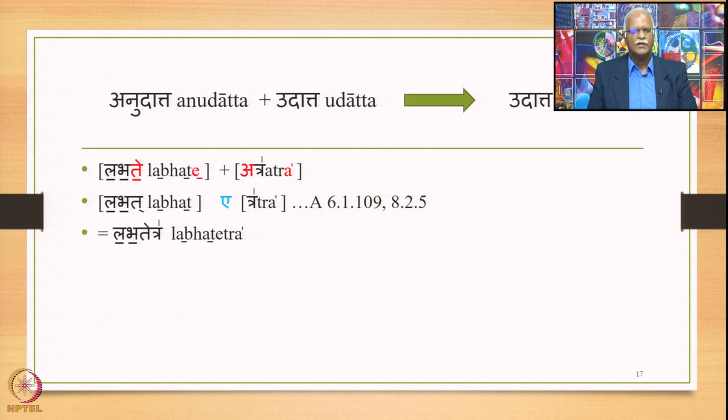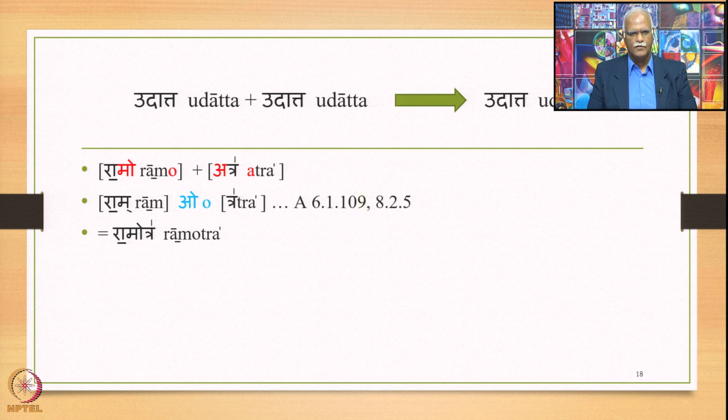But now, 825 comes into play and says that because one of the substituents is udatta, the substitute has to be udatta. So, in labhate tra, a becomes udatta and so it remains unmarked and bha becomes anudatta, la becomes anudatta and tra remains as swarita. So, this is how in labhate tra, 825 plays a crucial role as far as the accent distinction is concerned. Ekadesha udattena udattaha.